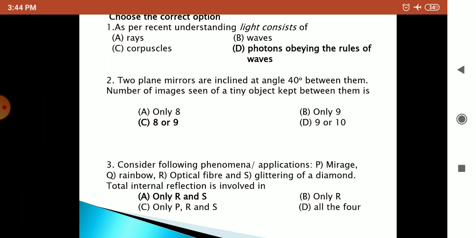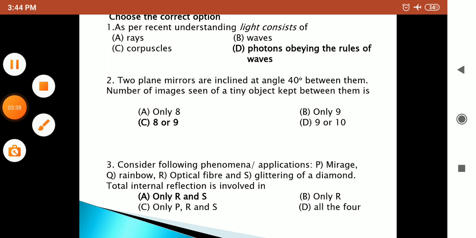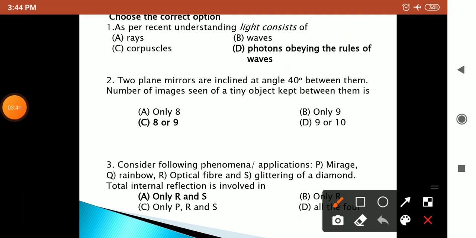Then next, third question: consider the following phenomena or applications. P, mirage; Q, rainbow; R, optical fiber; and S, glittering of a diamond. Then total internal reflection is involved in. Now in your book you have studied about total internal reflection and its applications. There you have studied about optical fiber. So optical fiber will give total internal reflection.